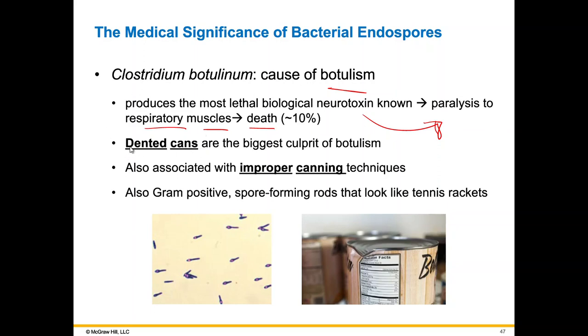This bacteria is associated with dented cans. I don't know if y'all's grandma ever taught you never to buy dented cans from the grocery store. Mine did, but maybe yours told you to get the dented cans, maybe you can get a discount. That was my mom. Anyway, they are also associated with improper canning techniques. These are gram-positive spore-forming rods that also look like tennis rackets.